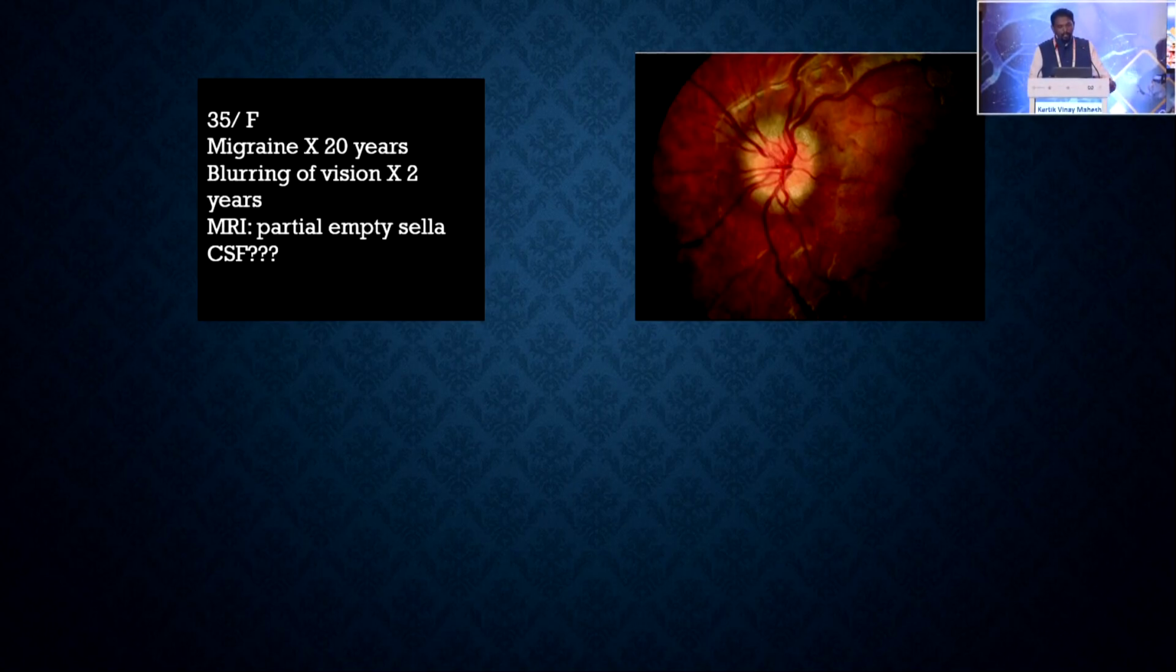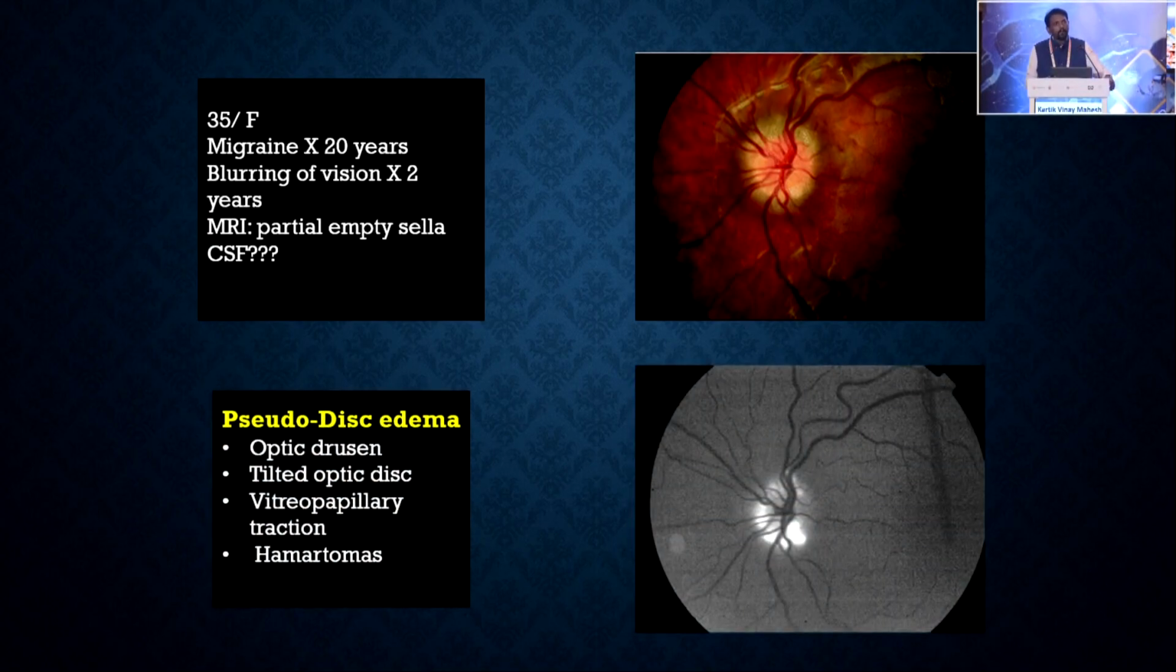Now, I see this imaging and say, yes, there's definitely disc edema. I want to do a CSF pressure examination in this patient. I want to rule out idiopathic intracranial hypertension. I send this to my ophthalmologist to get a visual field and visual acuity before I do this. He sends me this picture back. This is an autofluorescence showing an optic nerve drusen. So this is not an optic disc edema or a papilledema. This is a pseudodisc edema. These are the various causes of pseudodisc edema that you can see.